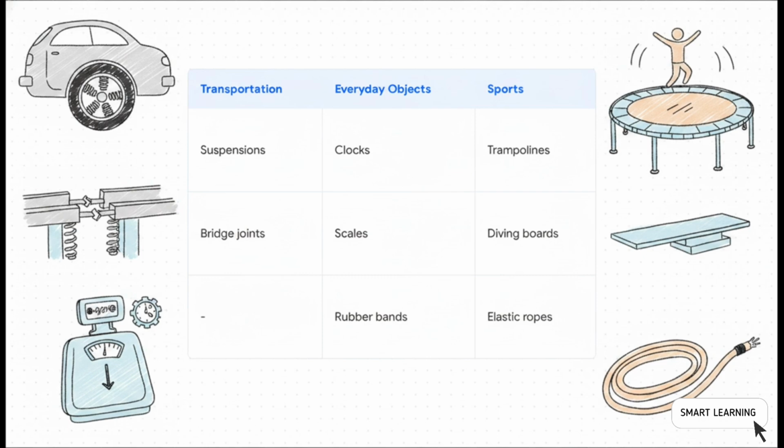Then you've got everyday objects. We see springs meticulously regulating the precise timing in mechanical clocks and providing highly calibrated measuring resistance in weighing machines. And of course, sports. The breathtaking heights of trampolines, the massive snap of diving boards, and the literal life-saving stretch of elastic ropes all rely entirely on the exact mathematical relationships we just unpacked. The stuff is literally everywhere.